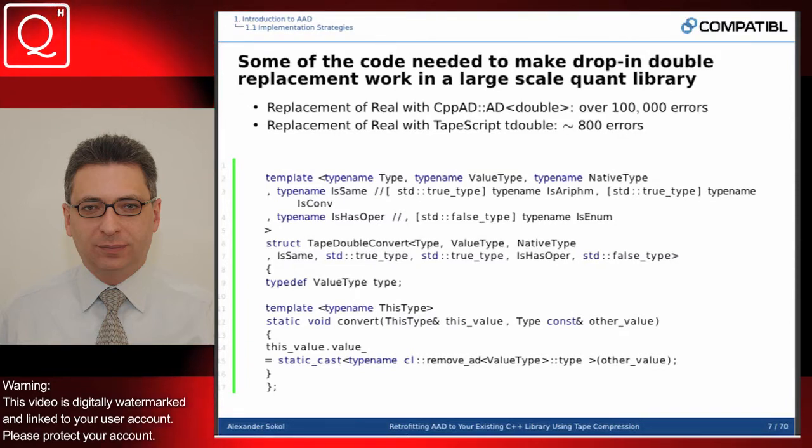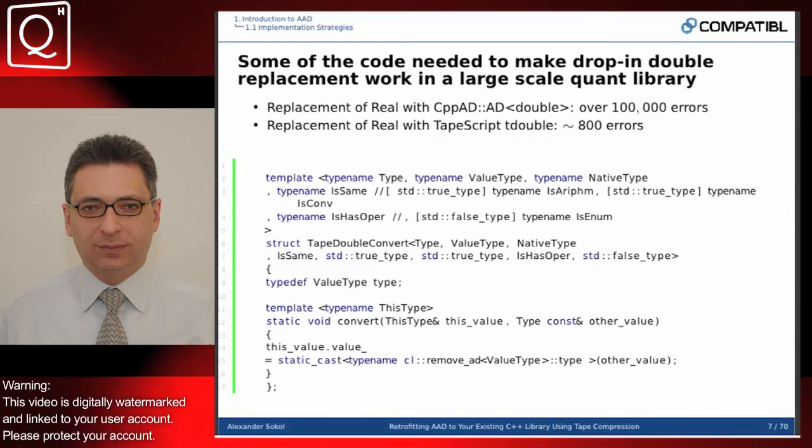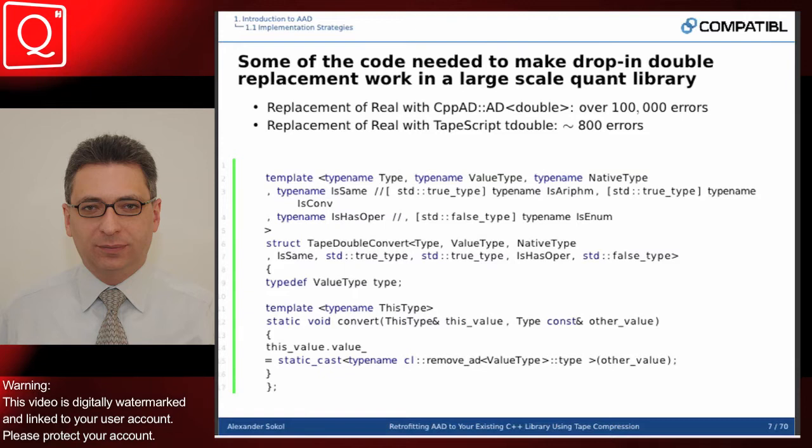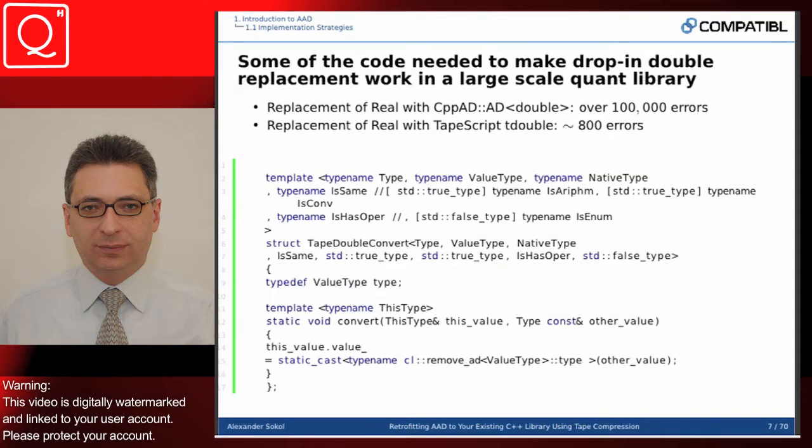But if you drop TypeScript variable, you get 800 errors, right? So there is about 120 times improvement in how many compilation errors it causes. And below in the slide is some of the code that has to be written in order to make this happen. So this piece of code here, for example, makes it possible for T double to work properly with Boost. Right, so unfortunately, the C++ compiler does not make it easy, but fortunately, it's still possible to overcome.